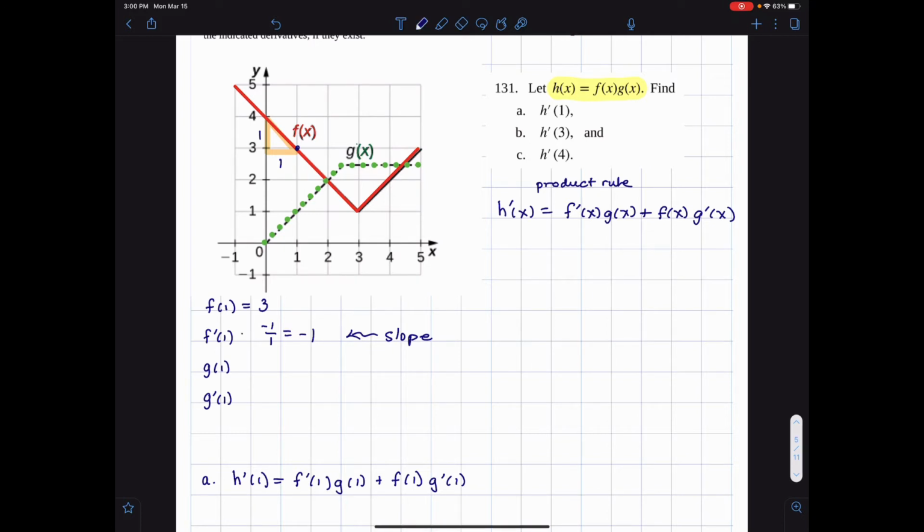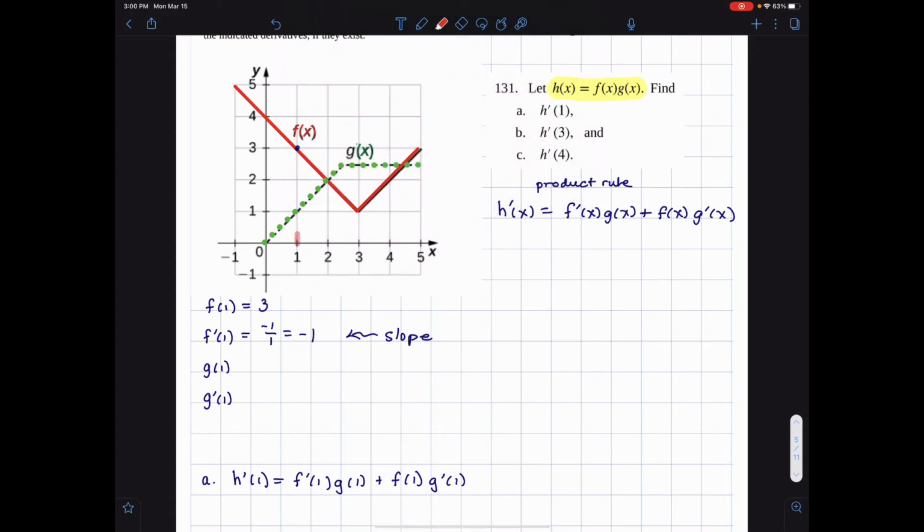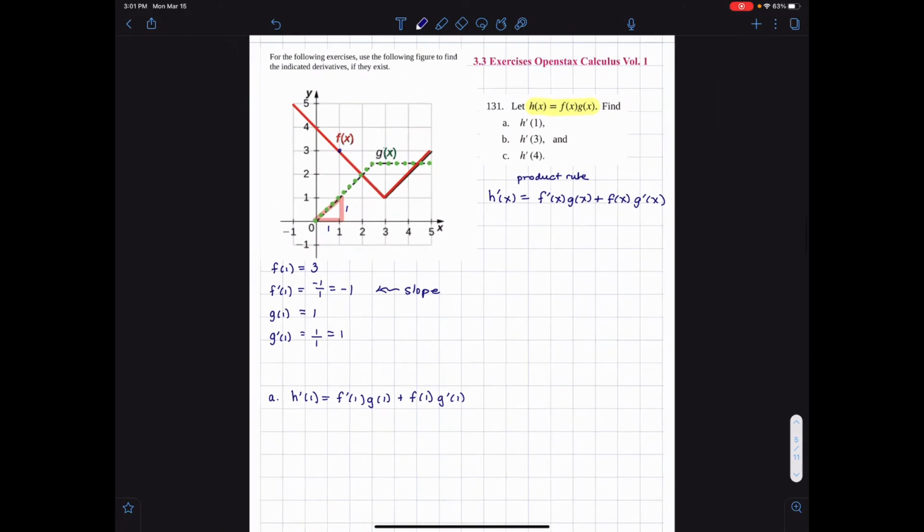And then for g of 1, I'll do something similar. I just go up here from 1 and connect at 1. So g of 1 is equal to 1. And g prime of 1, well, what's that? It's the slope of the line. I can maybe draw a little right triangle, but I don't think you really have to do that. You're going up 1 to the right 1, so you get 1. So now, with that information, I can fill this all in.